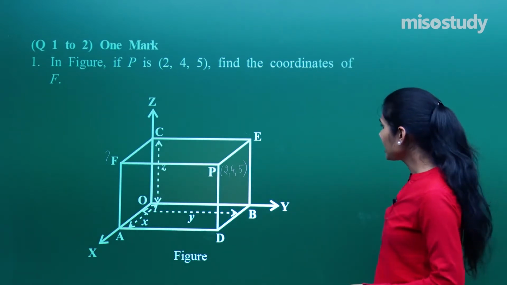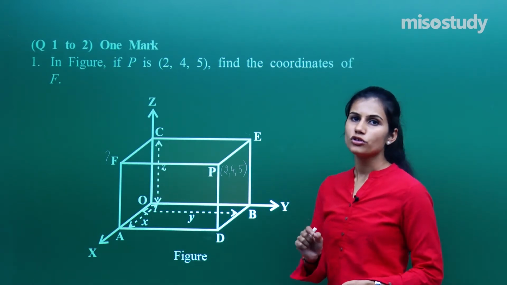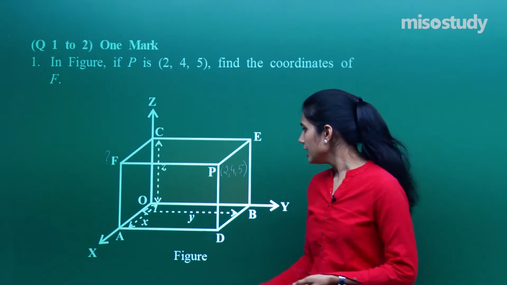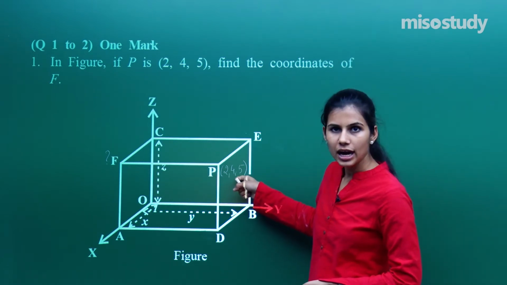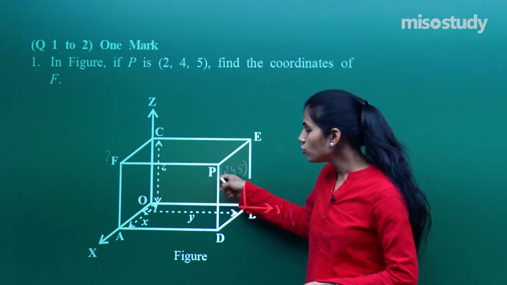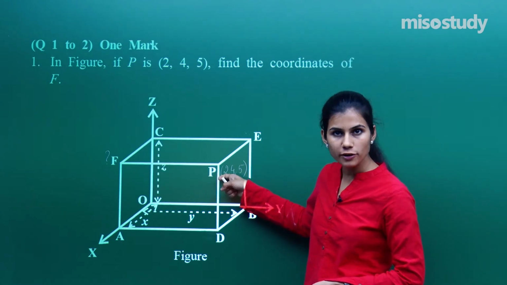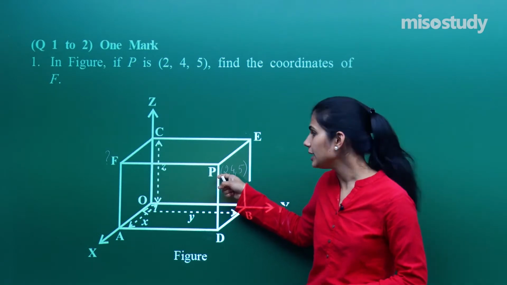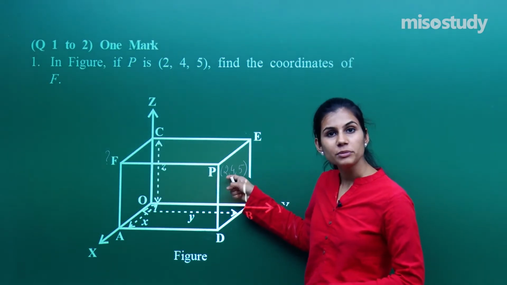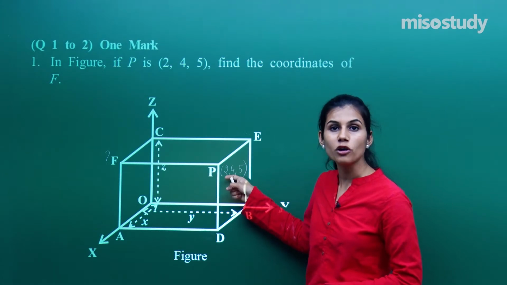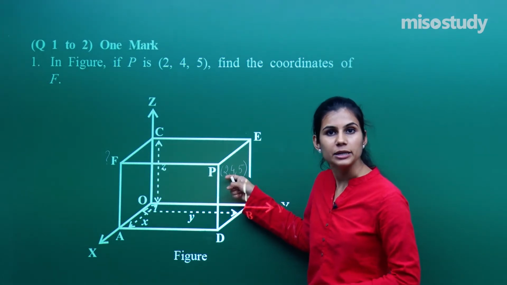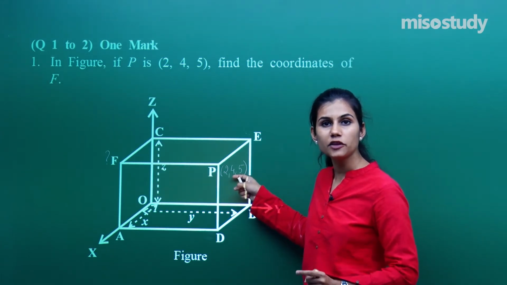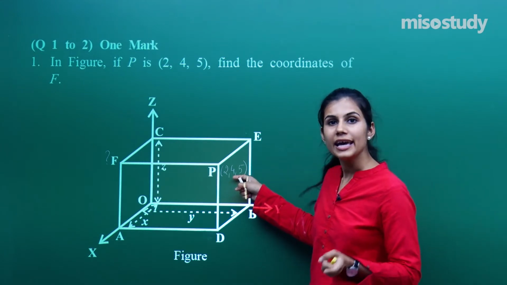Now, if the concepts are clear to you, I know what is the logic behind assigning an ordered triplet to any point in space. If 2, 4, 5 are the coordinates of point P, that means 2 is the length of the perpendicular drawn from P to the YZ plane and therefore 2 is the x coordinate of P. 4 is the y coordinate of P, that means 4 is the length of the perpendicular drawn from P onto the xz plane. If 5 is the z coordinate of P, that means 5 is the length of the perpendicular drawn from P to the xy plane.